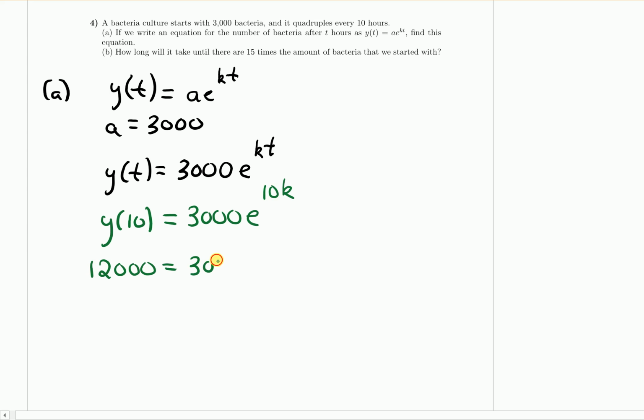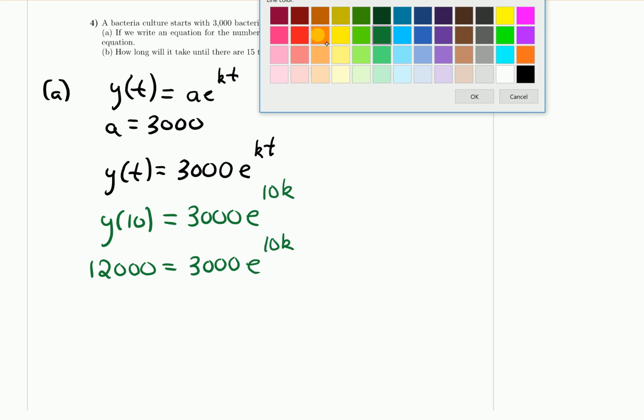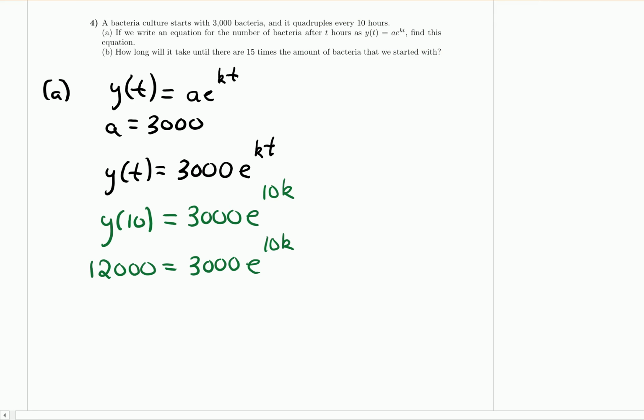So we get 12,000 on the left equals 3,000 e to the 10k. Okay. So now simplifying this, I need to figure out what k is. So to do that, I'm going to divide both sides by 3,000. I'll get 12,000 divided by 3,000 over here, and I'll divide by 3,000 on this side as well. The 3,000 cancel over here. 12,000 divided by 3,000, that's 4. So I get 4 equals e to the 10k.